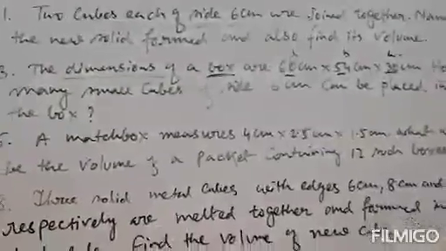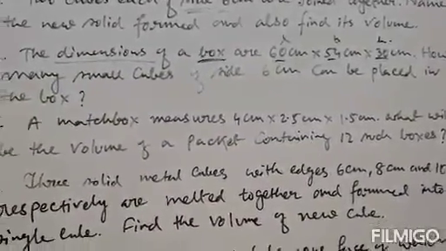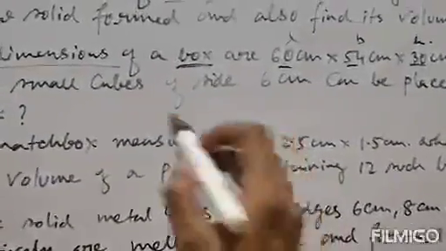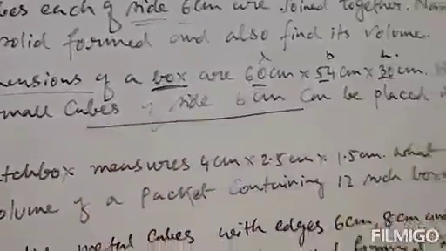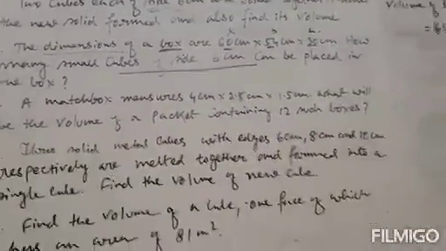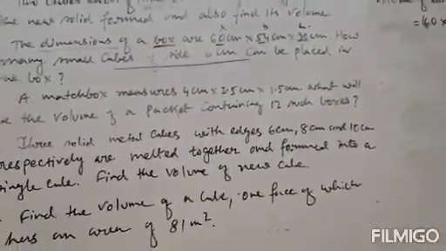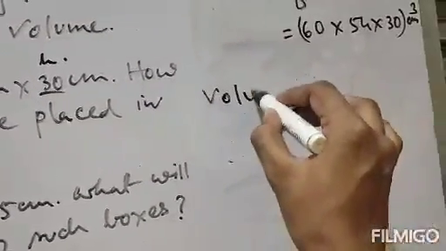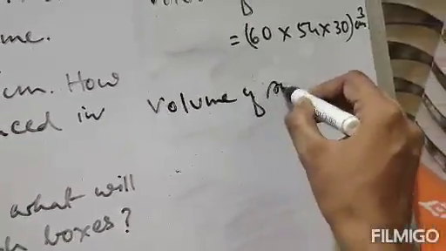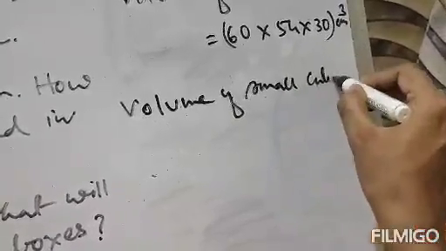Now how many small cubes of side 6 centimeter can be placed inside the box? So you are going to place small cubes of side 6 centimeter. Now find the volume of those small cubes, having side 6 centimeter each.